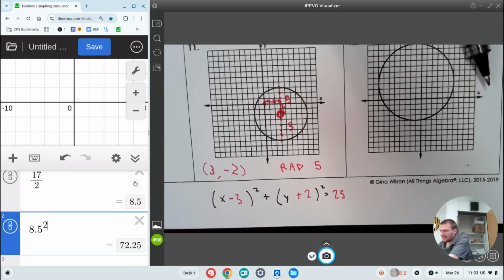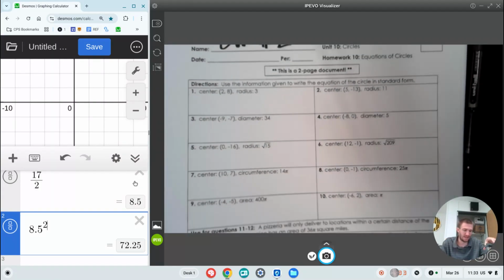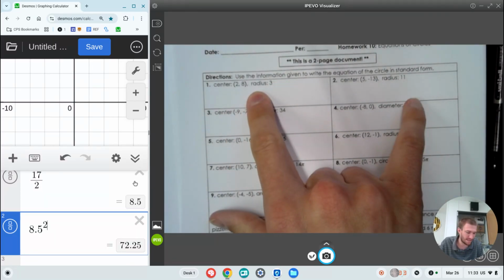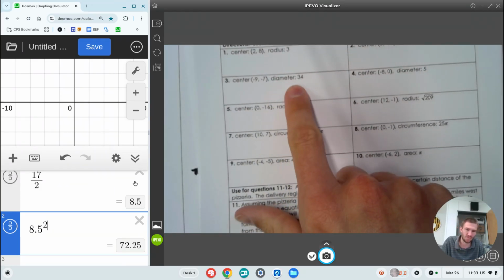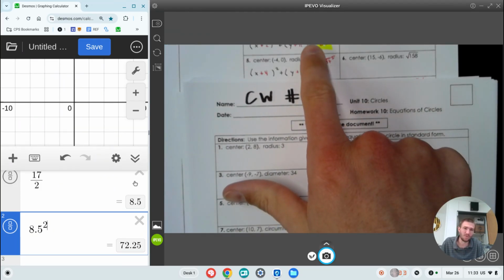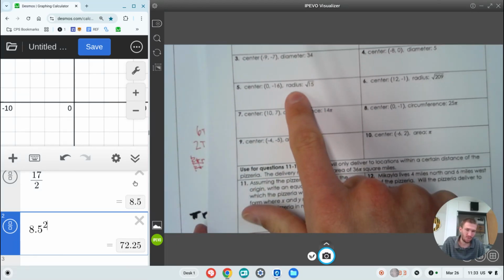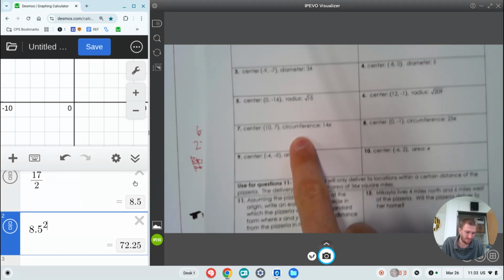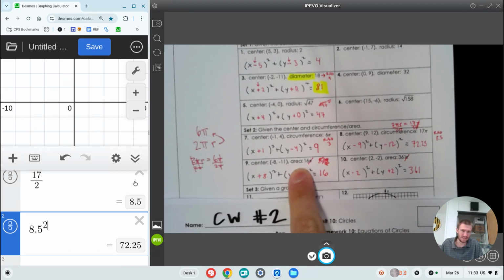When you finish this, you're going to go ask the substitute for classwork number 2. Classwork number 2 has questions where they give you the radius. We did questions like that. It has questions where they give you the diameter. We did questions like that. Questions where it gives you the area, the circumference. Here's the circumference. Here's the area.